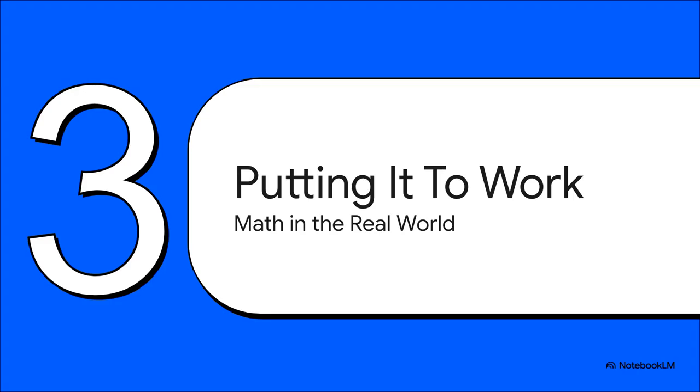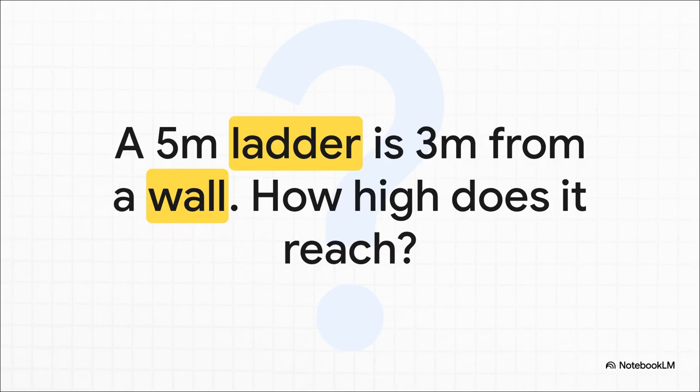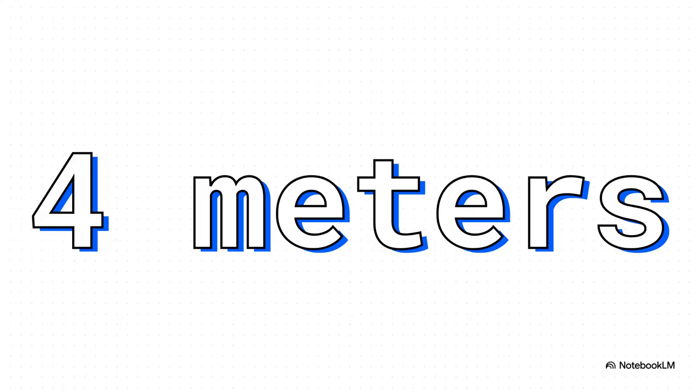Okay, enough with the numbers on their own. The theory is cool and all, but where does this stuff actually show up? Let's see how this powerful little formula gets put to work in the real world. Okay, here's a classic problem. Picture this. You've got a 5-meter ladder leaning against a wall. The bottom of the ladder is 3 meters away from the wall. So the question is, how high up the wall does the ladder actually reach? Think about it. The ladder itself is the hypotenuse. The ground is one leg. What's the other leg? Did you get 4 meters? If you did, you're exactly right.